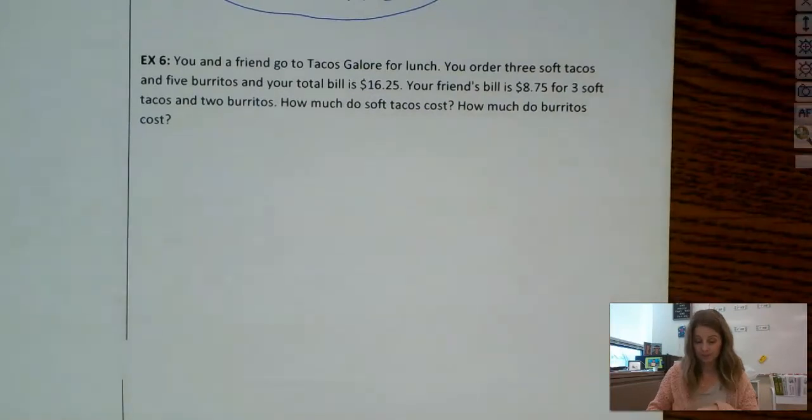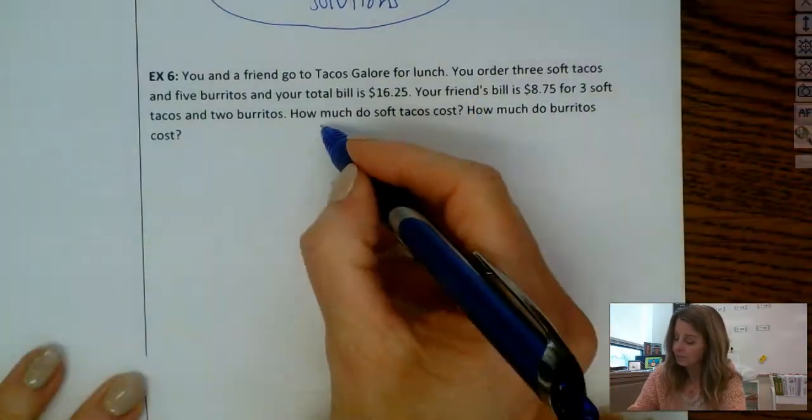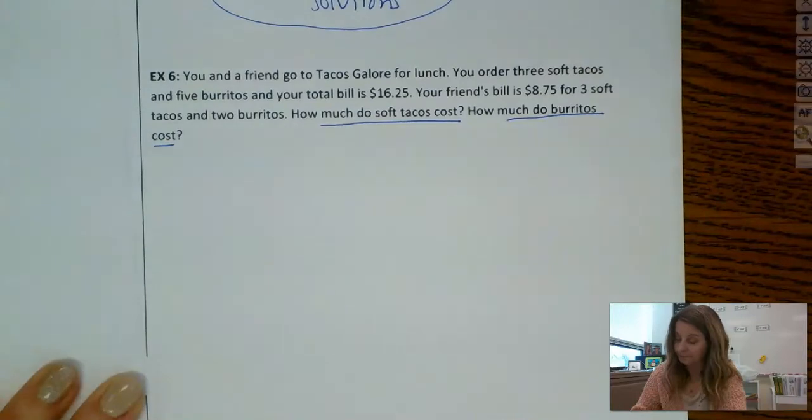All right, let's start with this first one here, number 6. You and a friend go to Tacos Galore for lunch. You order 3 soft tacos and 5 burritos, and your total bill is $16.25. Your friend's bill is $8.75 for 3 soft tacos and 2 burritos. How much do soft tacos cost, and how much do burritos cost?